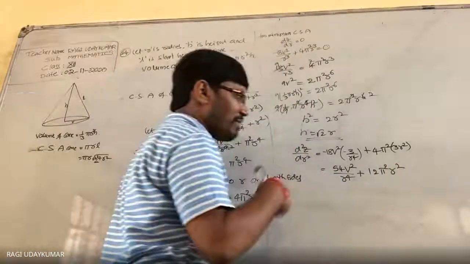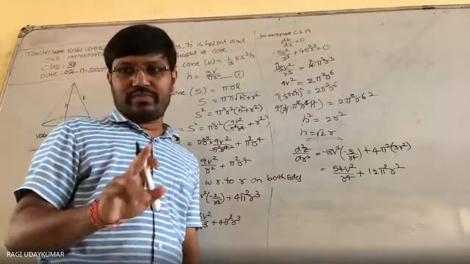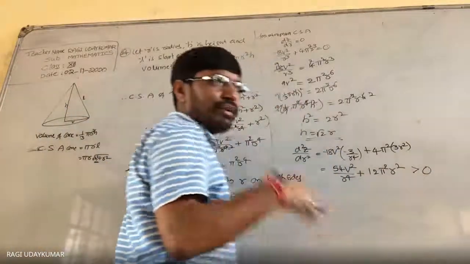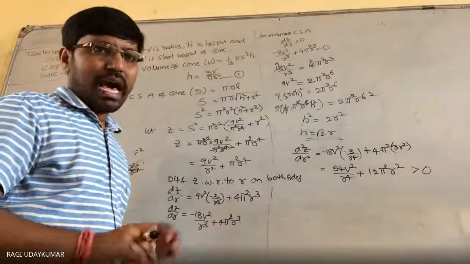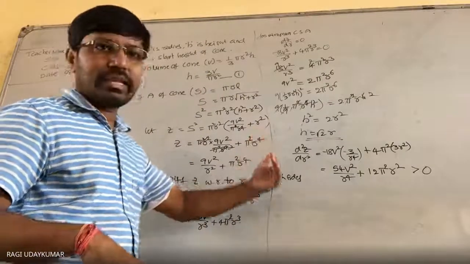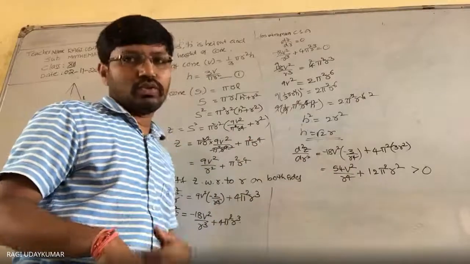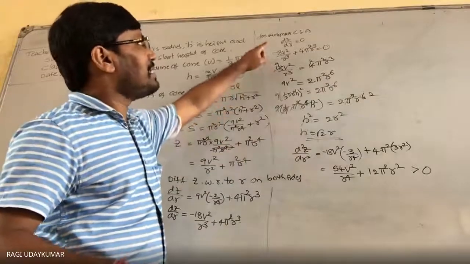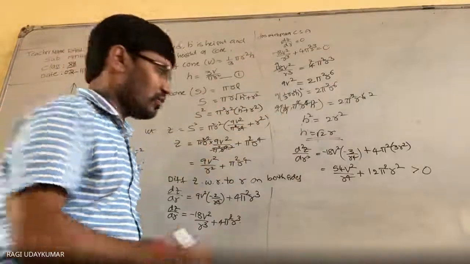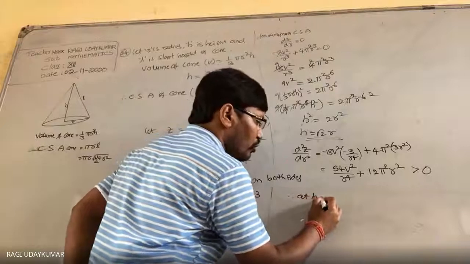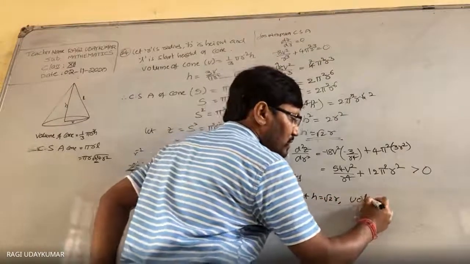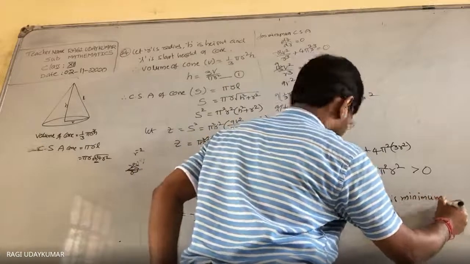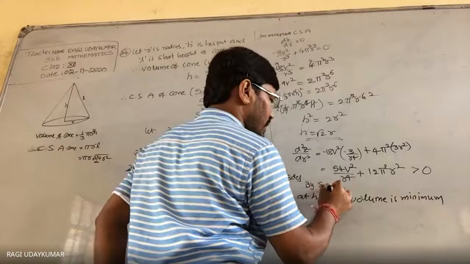So here whenever you observe, everything is in a square only. Everything is in the form of a square. So this is greater than 0 for any value. R may be positive or greater than 0. Here it is not necessary for you to substitute it. It is greater than 0. So therefore, d2z by dr square greater than 0, whenever dz by dr equal to 0 you are considering. So therefore, at h is equal to root 2 r, the value is minimum by the second derivative.